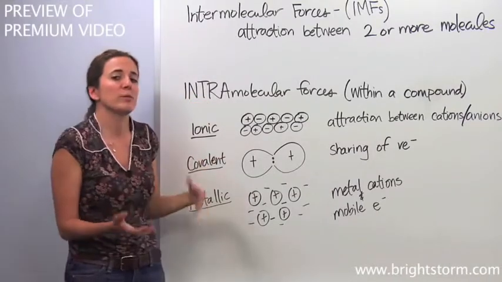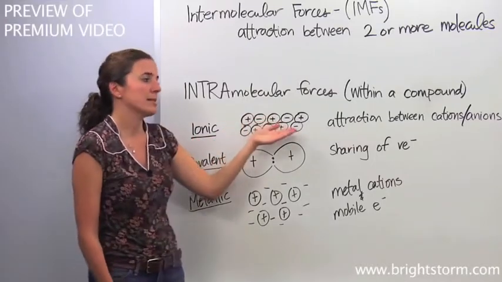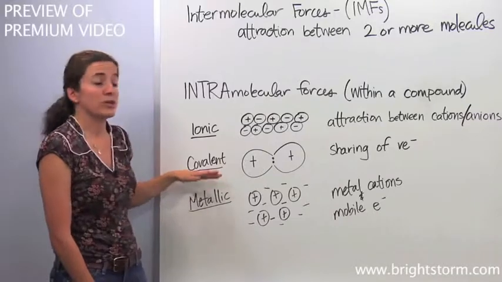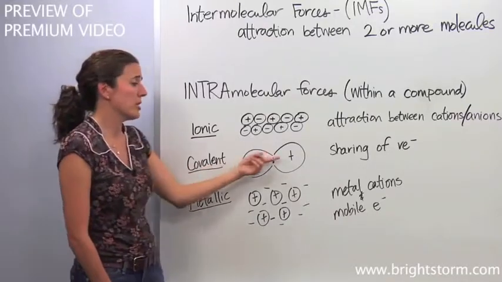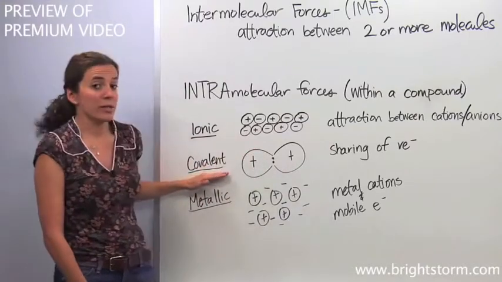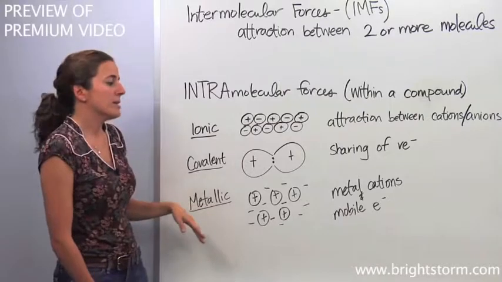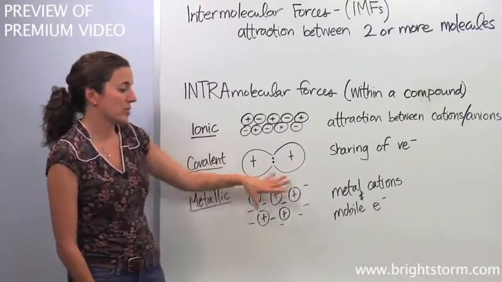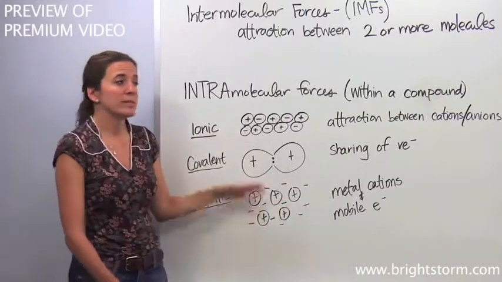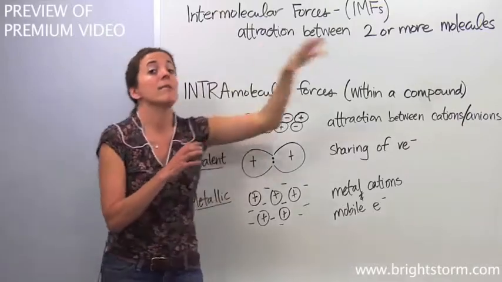Intramolecular forces you might be familiar with. Ionic bonds are intramolecular forces, how the cations and anions are attracted to each other. Covalent bonds are also intramolecular forces; they're the bonds formed by sharing valence electrons. And lastly, there are metallic forces: the metal cations and the mobile electrons flowing between the cations, the sea of electrons. Those three are intramolecular forces. They're within a compound. Intermolecular forces are between a compound and another compound.